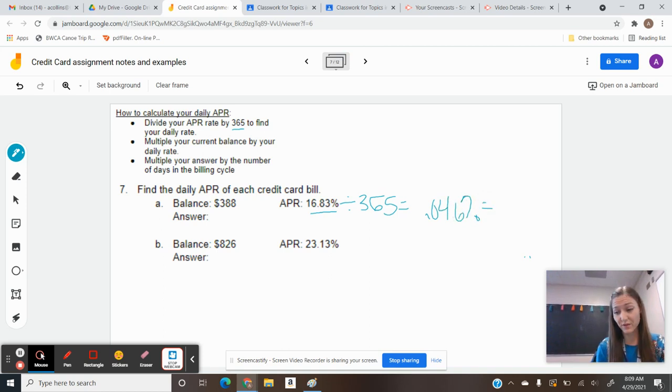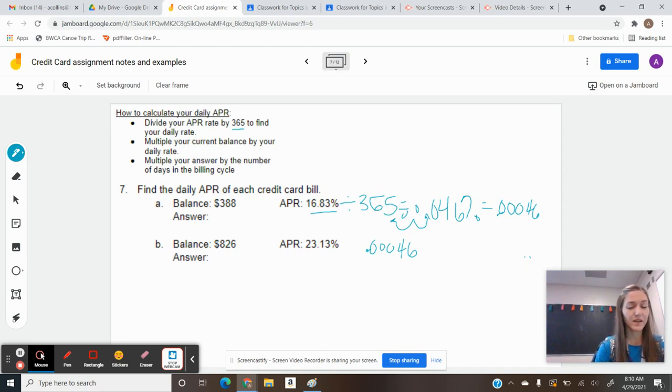I'm going to have to convert this to a decimal just like I did with per month. In order to do that, I'm going to move the decimal point 2 places to the left. When I do that, I'm going to get 0.00046, tiny little decimal. So just be careful when you type these into your calculator because there are so many zeros, it's kind of easy to lose track.